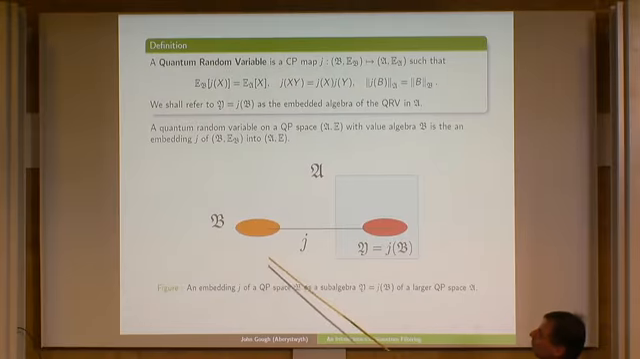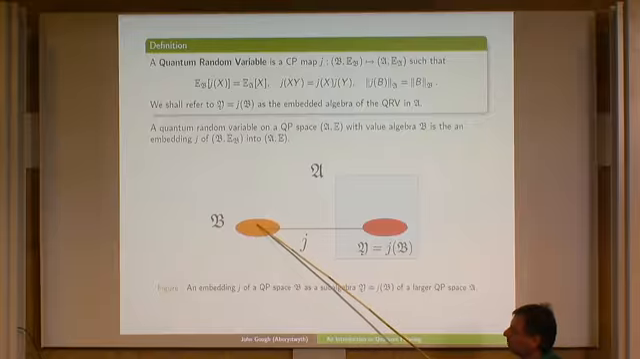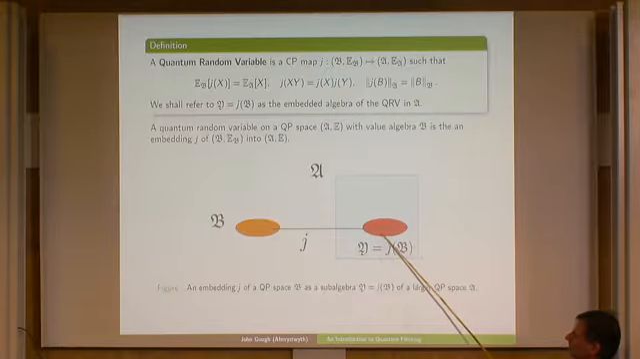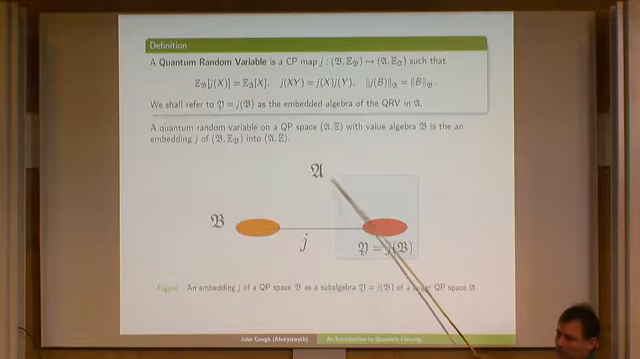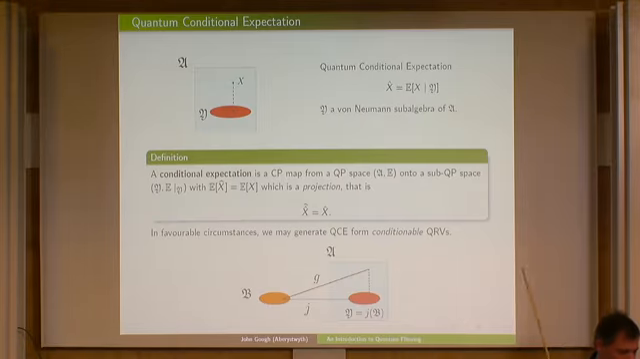So roughly speaking, a quantum random variable you can think of as a CP map taking you from some algebra here into some algebra here, let's call it Y, which is contained in a larger probability space. Now the real key question is whether quantum conditional expectations exist.